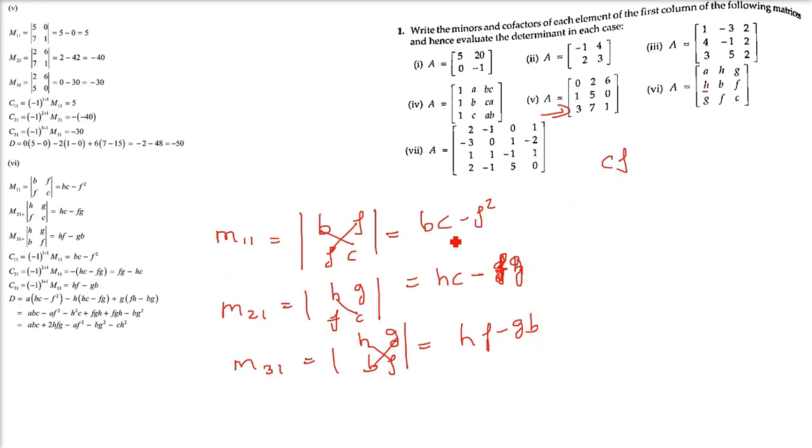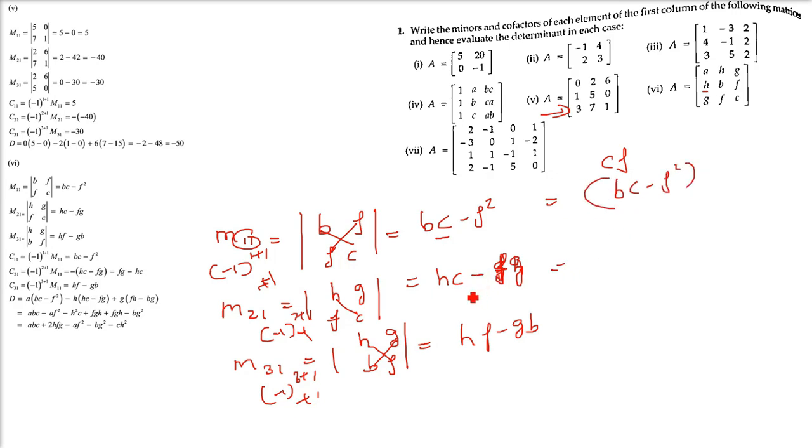So in order to find the cofactor, you just have to multiply by minus 1 to the power i plus j. So only minus 1 to the power 2 plus 1 will be negative. Otherwise, M11 and M31 will be positive, because it will be minus 1 to the power 2 and minus 1 to the power 4. That is going to be 1 only. Only the middle one will be negative. So just write it like this: BC minus F square. Just apply negative here. Since it is HC minus FG, you can write it as FG minus HC. Then we have HF minus GB, because it will remain the same. Only the middle one changes, because we have applied the negative.